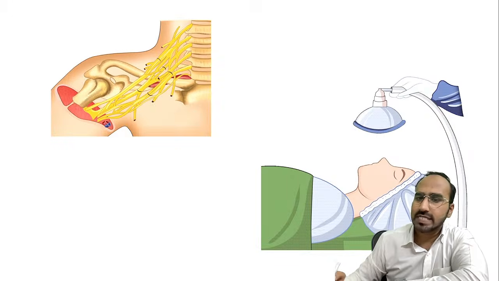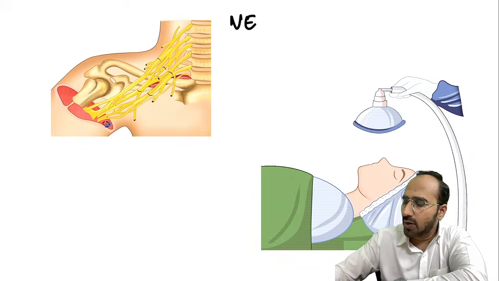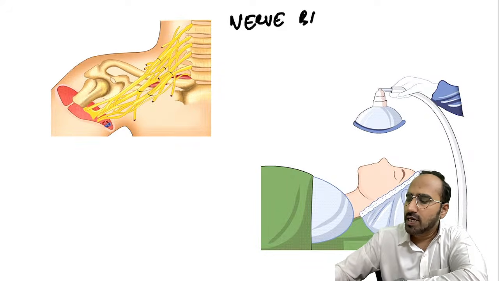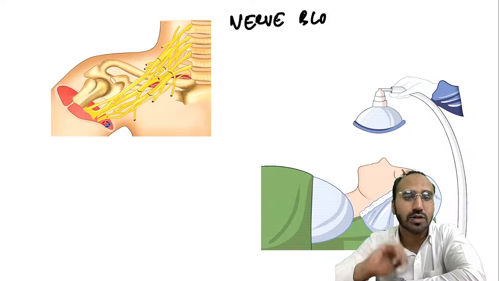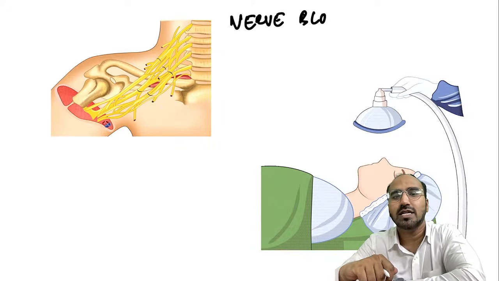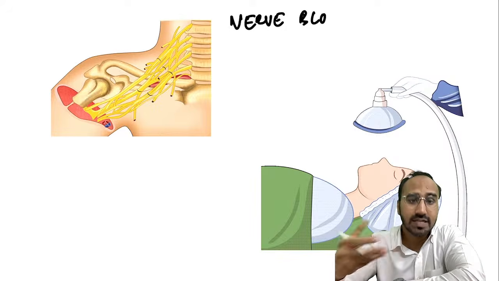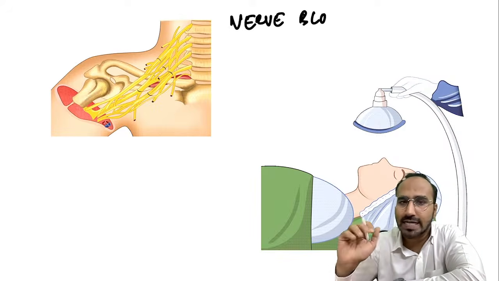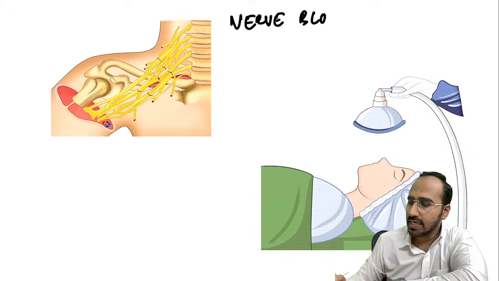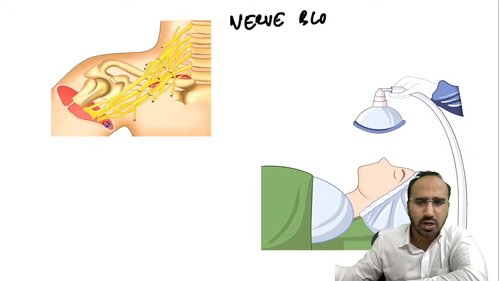There is one more anesthesia technique which is called nerve blocks. Nerve blocks means you are selecting a plexus of nerve, like the brachial plexus or femoral plexus, or the saphenous nerve. So nerve block means you are selecting a plexus of nerve and you are blocking it, right? So nerve blocks can be done for upper limb surgery or lower limb surgery.